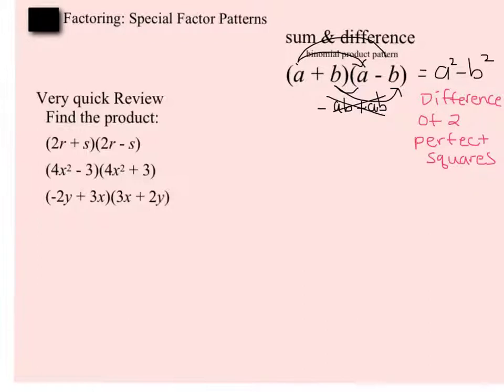The difference of two perfect squares is probably one of the easiest factor patterns to recognize because it literally is a binomial, two terms. There's a difference between them, and they're both perfect squares. You can pause now and find the product of all of these binomial pairs so that you can see where the middle term cancels out.